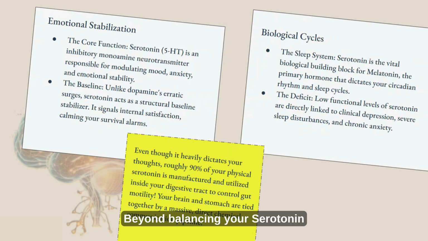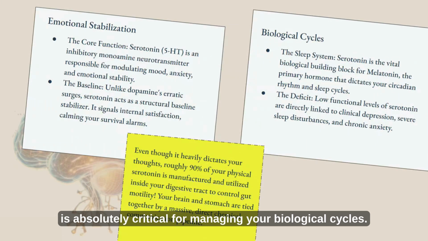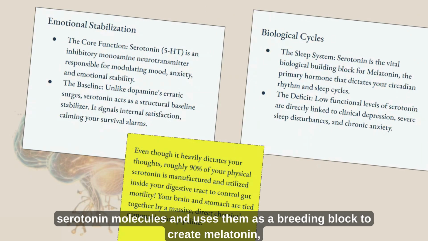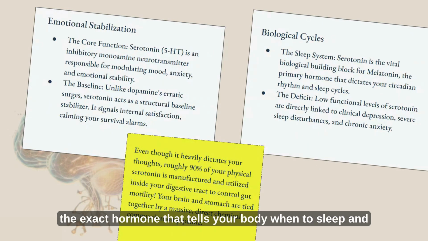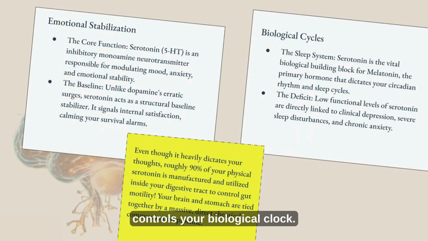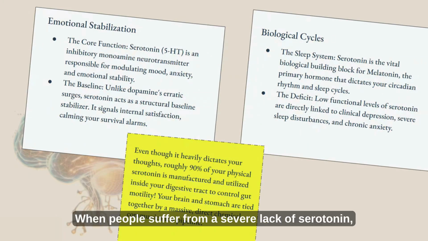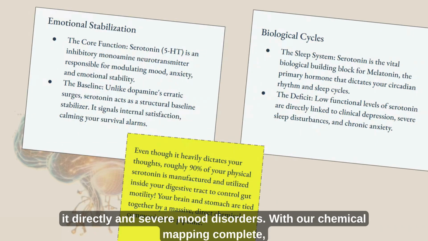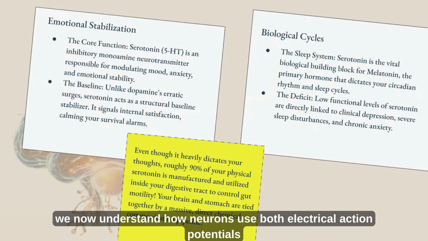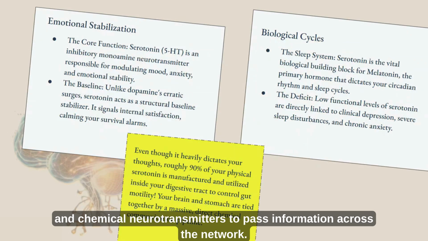Beyond balancing your emotions, serotonin is absolutely critical for managing your biological cycles. As you can see on our right card, your brain actively takes serotonin molecules and uses them as building blocks to create melatonin, the exact hormone that tells your body when to sleep and controls your biological clock. When people suffer from a severe lack of serotonin, it directly leads to chronic insomnia, emotional volatility, and severe mood disorders.